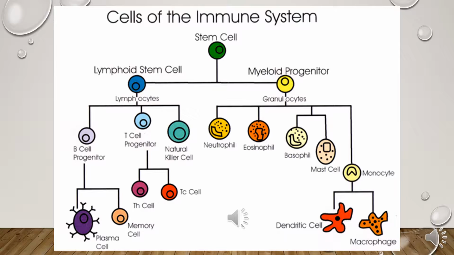This slide is just a nice chart that tells you the different types of cells of the immune system. I'll let you look at that. Stem cell, and then the various subdivisions of cells within the immune system.